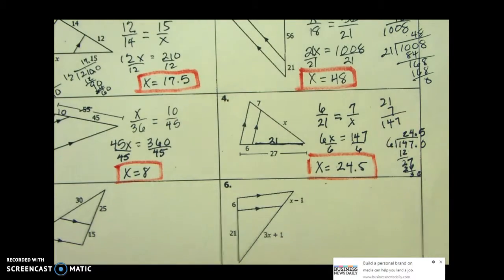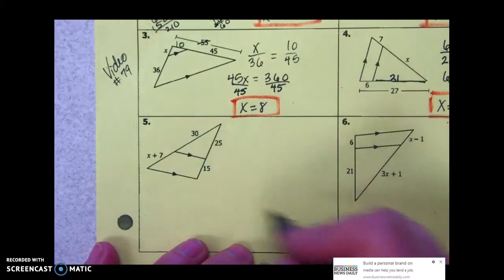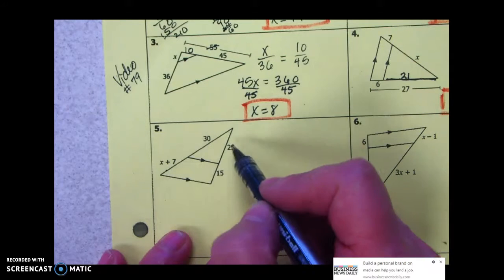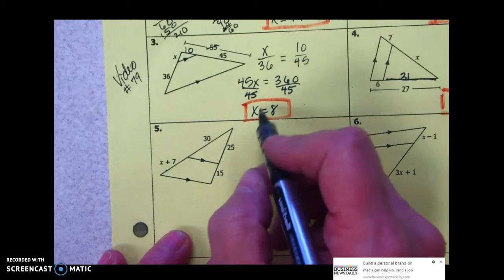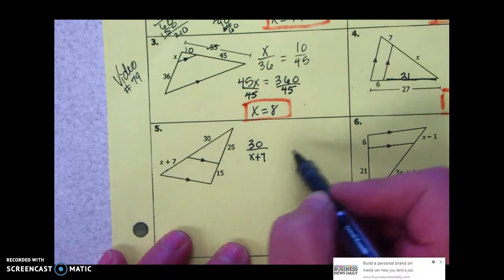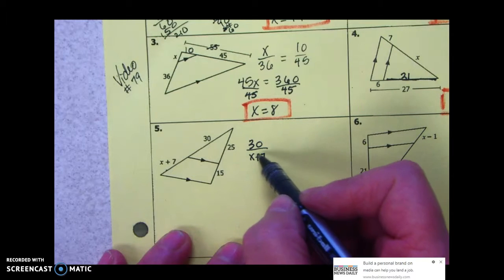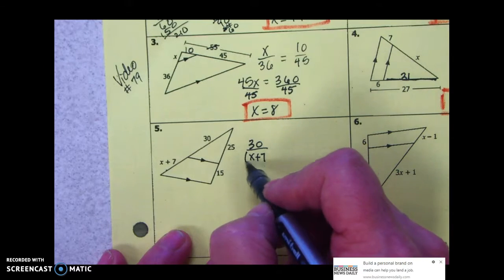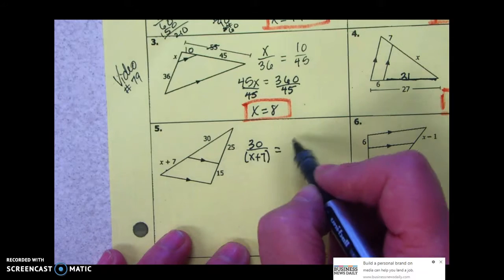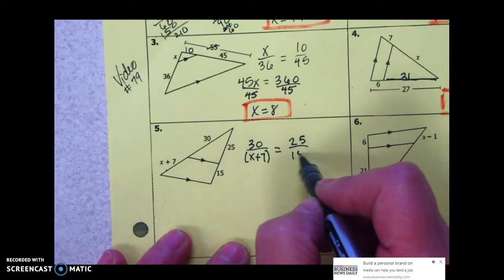So once you get these set up, you should be noticing it's doing what we started with, just cross-multiplying and figuring out the proportions. So here, that over that will equal this over this. So 30 over x plus 7. Now, when we have a quantity, this is a number, this is a quantity when we have more than one. So what we're going to do, put a parenthesis around it so we don't forget to distribute. Very important. Equals 25 over 15.